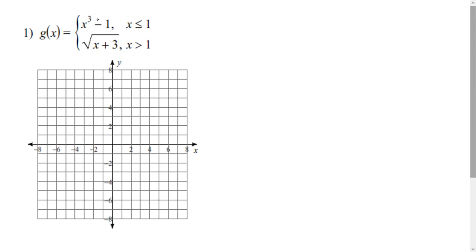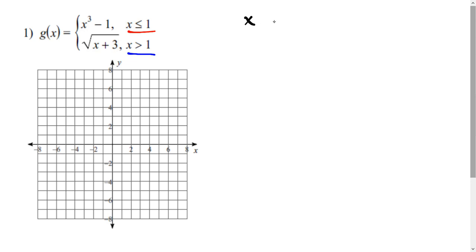We have a cubic function, which looks like that kind of squashed S shape, and we have a radical function, which looks kind of like that funky check. It's almost like the radical itself looks like what the graph will look like. I'm going to do this in two colors to represent the two pieces. First, when x is less than or equal to 1, in red, and then when x is greater than 1, I'll do that in blue.